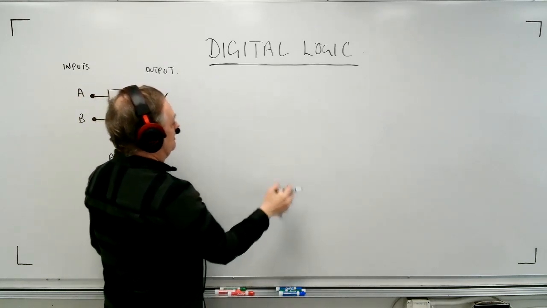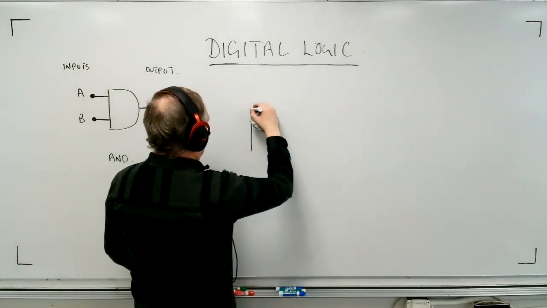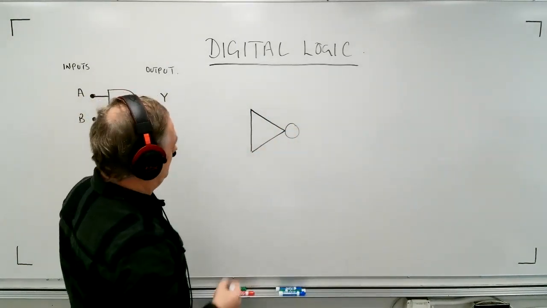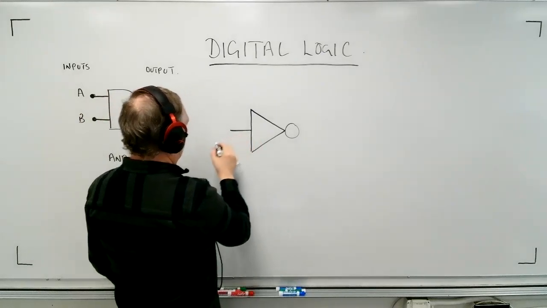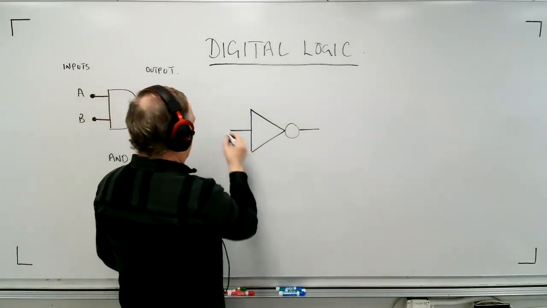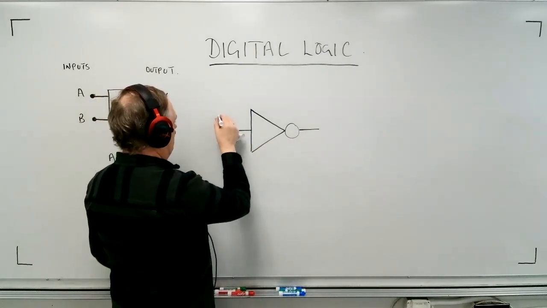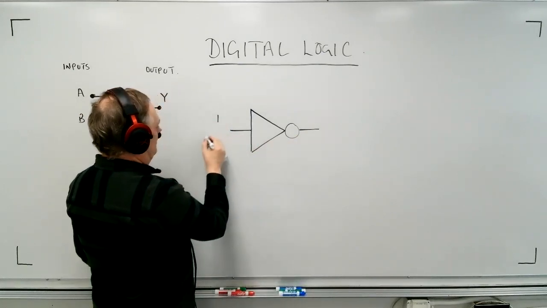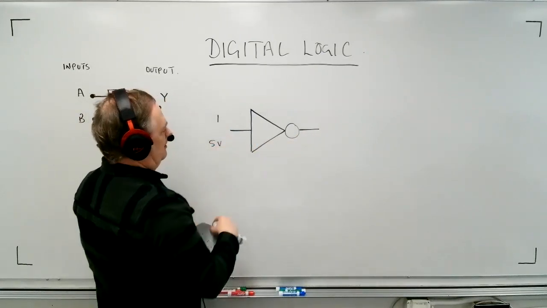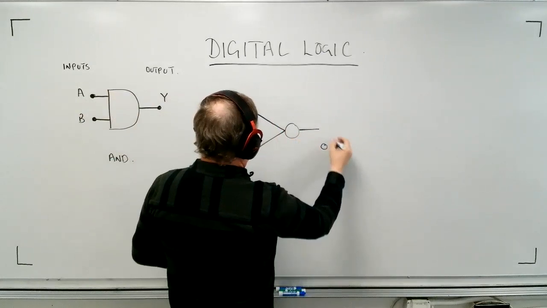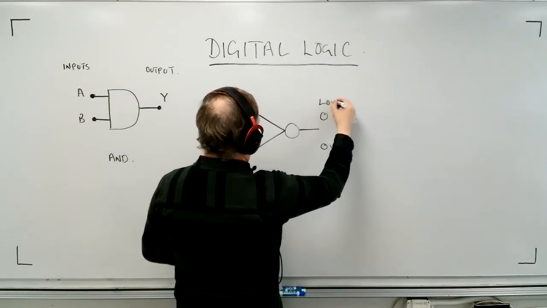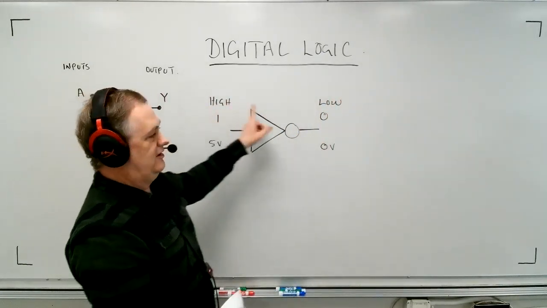Now I'm going to show you this in a little bit more detail later, but let me just show you this right here. This is called a NOT gate. The way a NOT gate works is it only has one input and one output, of course. If your input is 1, which means 5 volts here, okay? So you apply 5 volts to this pin, then you get 0 volts out, or a 0. And we would say that this one is high and this is low.